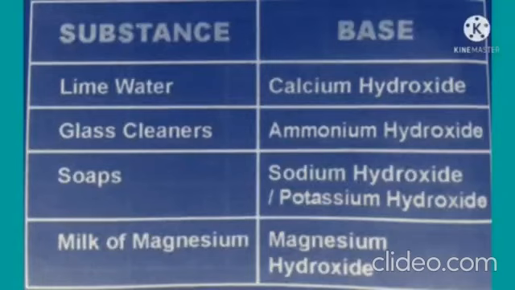Okay students, note down this table in your notebook. Ammonium hydroxide is also used in glass cleaners. These are substances that have a basic solution. These are all made with bases.